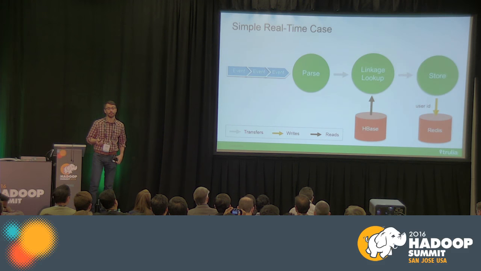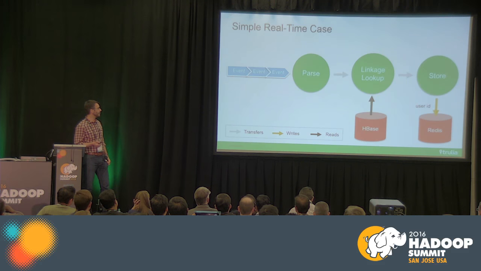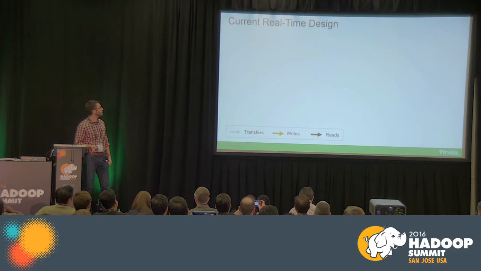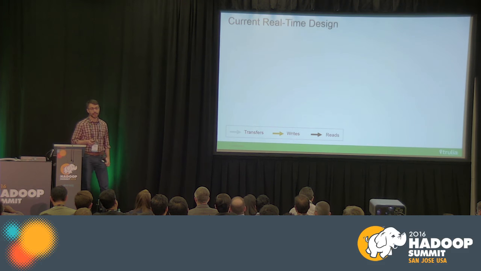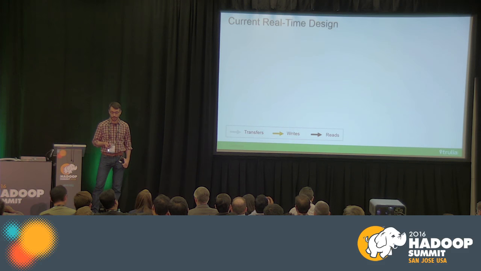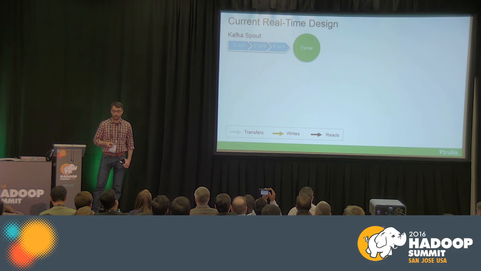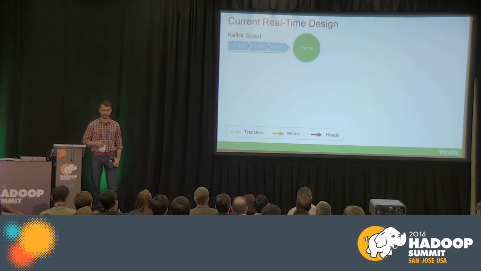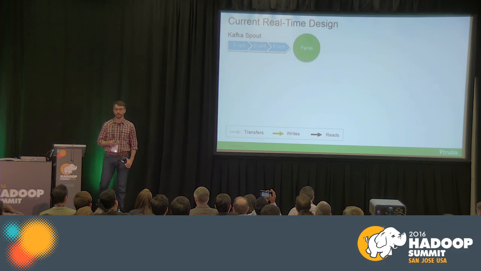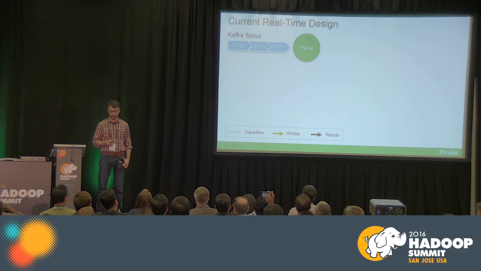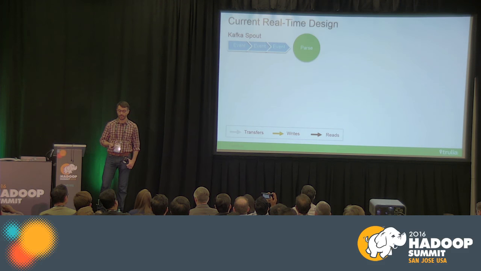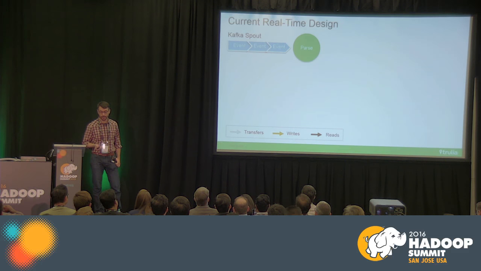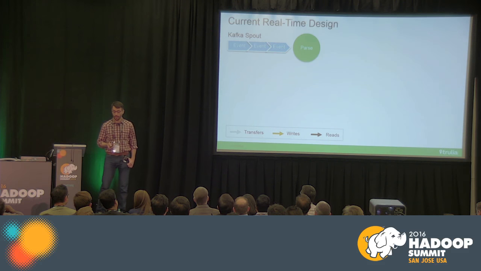But as I said, we have more complications. Our case is not as simple as that. So here's how we do it. This is our current real-time design. We still start with a Kafka spout, and we pipe all the events for today through that. Again, we parse the JSON document and reject events that are not valid.